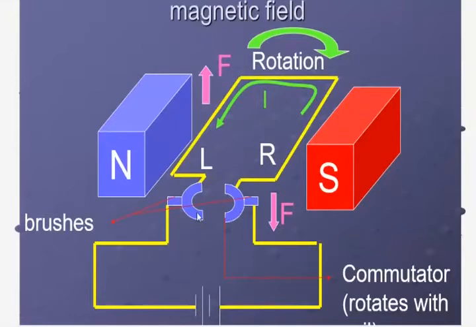This is the commutating ring, the commutator, which is made up of metal and is fixed with the ends of the coil, and as the coil rotates this ring also rotates. So during rotation electrical contact must be maintained. This is done with the help of carbon brushes. Here there are two carbon brushes. One carbon brush is connected with the positive terminal of the battery and the other carbon brush is connected with the negative terminal of the battery.